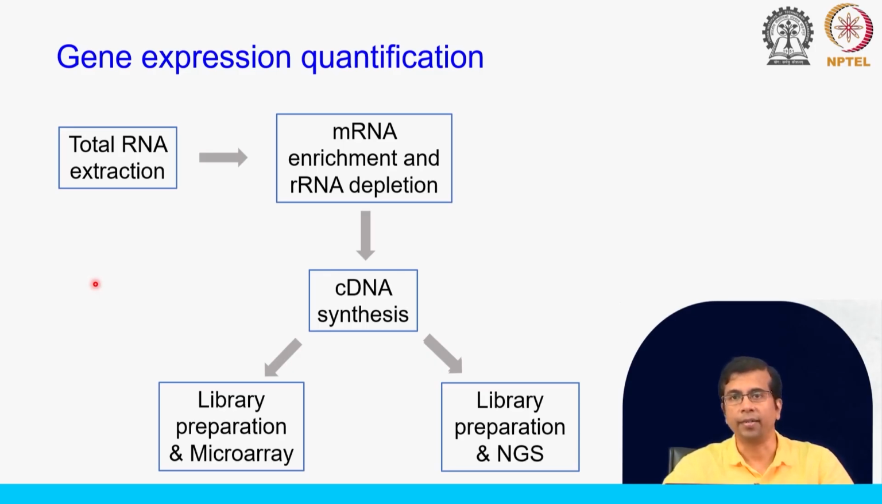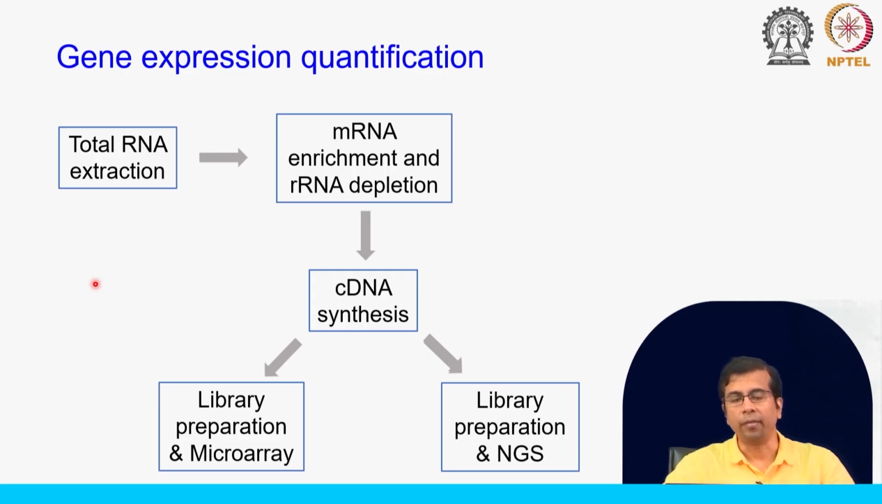In that case there is mRNA enrichment, and this is also accompanied by ribosomal RNA depletion, because in cells most of the RNA that is produced is ribosomal RNA. So, we need to get rid of ribosomal RNA before we can actually get the signal for mRNA. Once this is done, the next step is cDNA synthesis, again depending on the platform. For example, in some of the NGS platforms you do not need to do cDNA synthesis, you can do direct RNA sequencing. But anyway, we are not going to discuss all these platforms here.